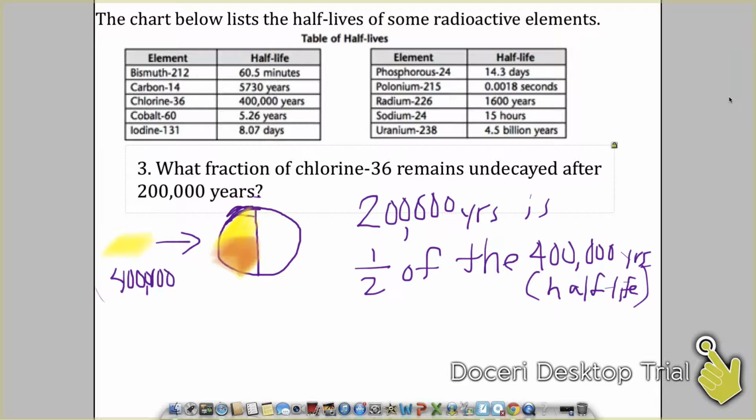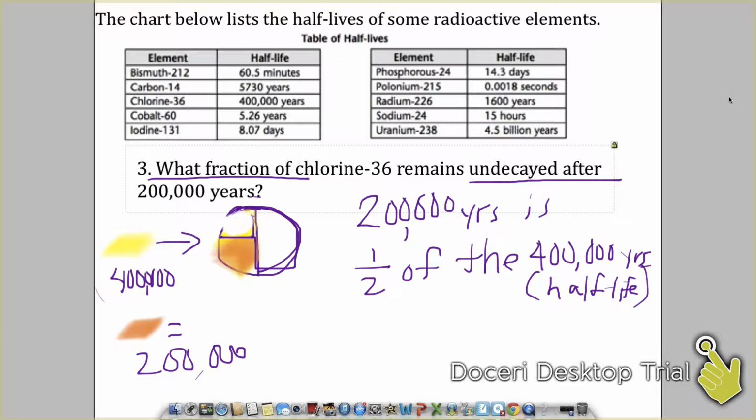All right? So therefore, looking at that, what is the fraction? The question asks, what's the fraction of the undecayed amount after 200,000 years? 3/4 is not decayed. We put this here. The orange equals 200,000 years. So if only 200,000 years have occurred, you have 3/4 undecayed. If they asked how much decayed, what would you say? 1/4. Everyone good? It said fraction though.